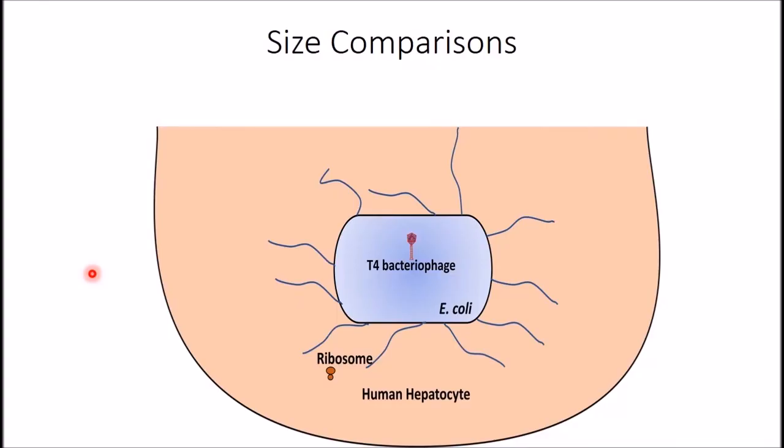Just going back to earlier in the lecture, I want to make another size comparison here. What you've got here is the human hepatocyte, a liver cell, okay? You have an E. coli within that, and then you get the T4 bacteriophage. The human hepatocyte is so huge that you don't even see the end of it. Whereas we've got the E. coli and then the T4 bacteriophage, and you actually have a ribosome here, so that really tells you the relative size going on here. Anyway, we're going to talk about the T4 bacteriophage.